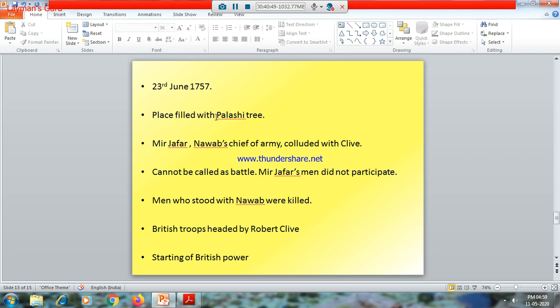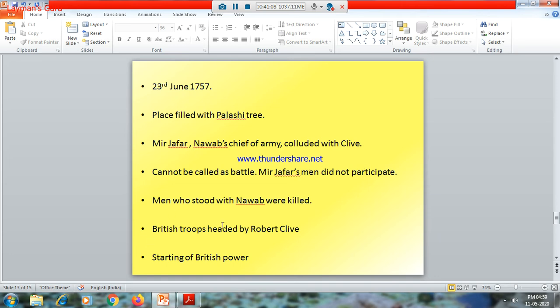That place was filled with Palashi trees, so that is called Plassey. Mir Jafar, the Nawab's chief of army, colluded with Clive. That cannot be called a battle. That was a small trouble, that's all. Mir Jafar's men did not participate at all.